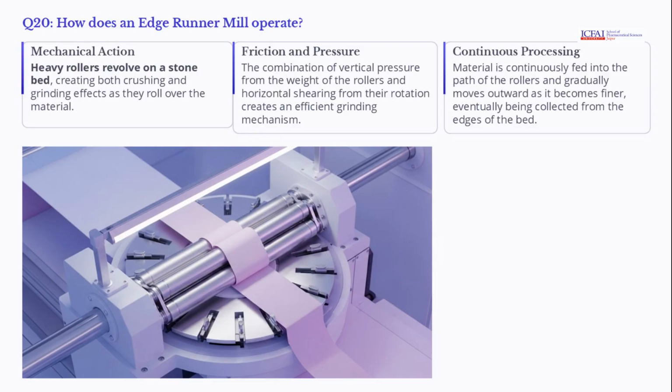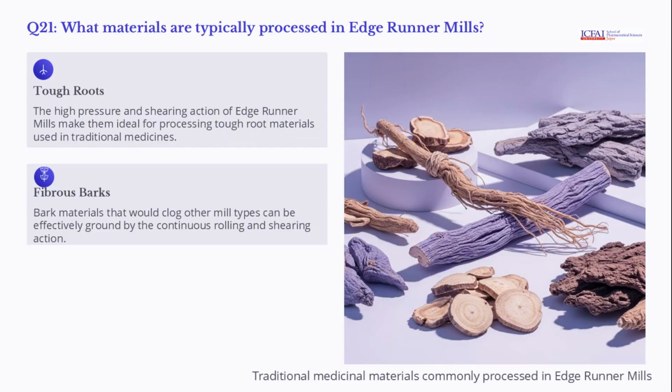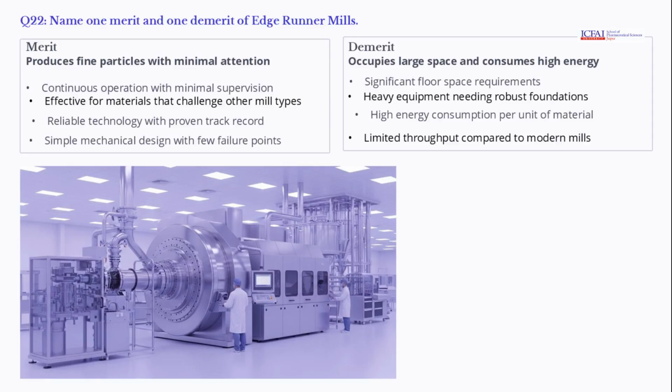Edge runner mills are ideal for processing tough roots and fibrous barks. The high pressure and shearing action make them perfect for traditional medicinal materials, ensuring efficient grinding and processing. Edge runner mills produce fine particles with minimal attrition, making them effective for challenging materials.